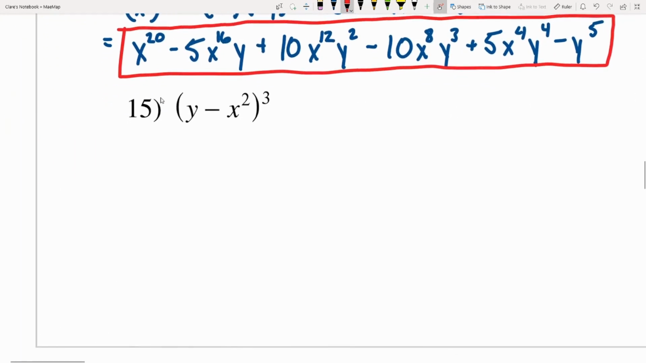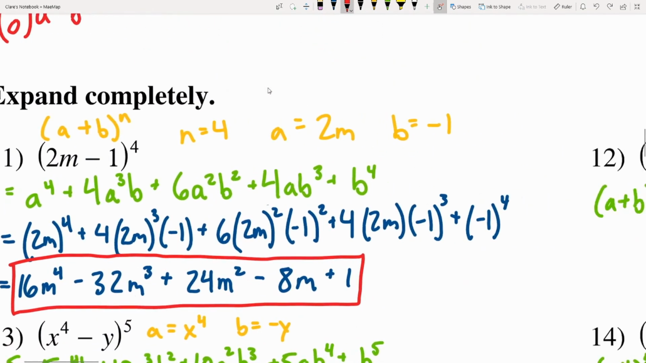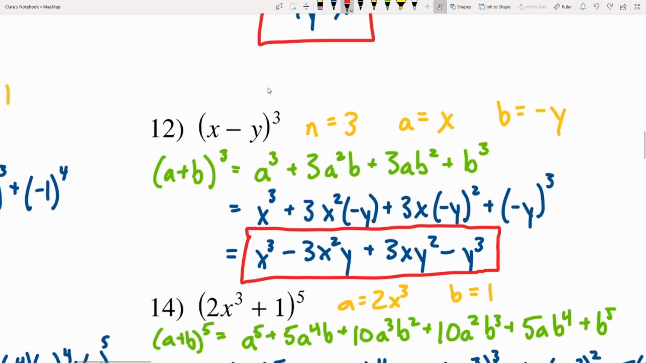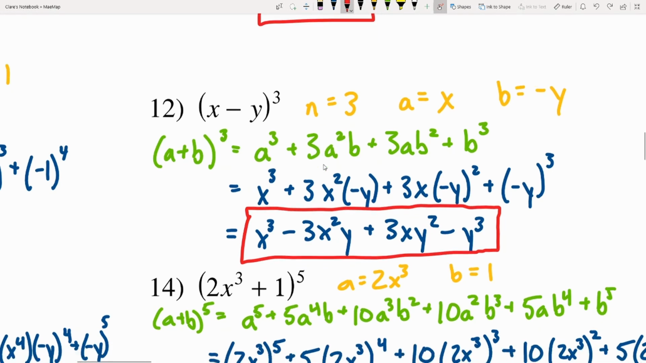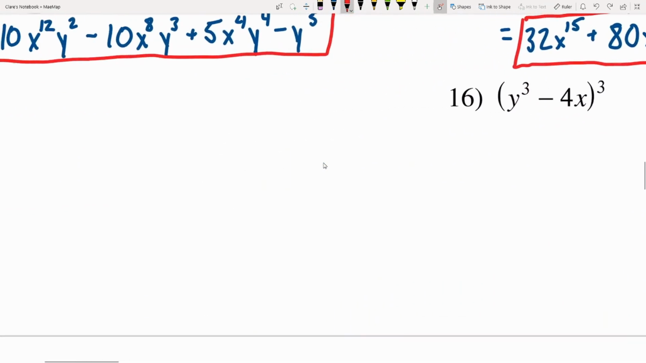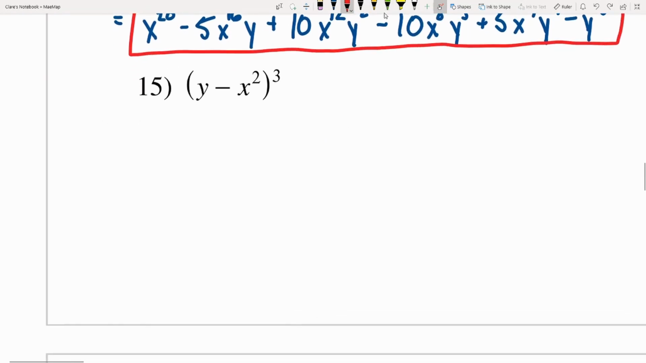Whew, and we're back down to some easier ones with just a value of 3. Now remember, I already wrote an n value of 3, expanded that out, back up in number 12, here we go. A cubed plus 3a squared b plus 3ab squared plus b cubed. So I'll just rewrite that for you really quickly and I'll speed it up.